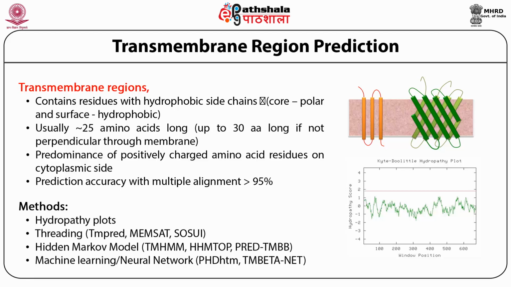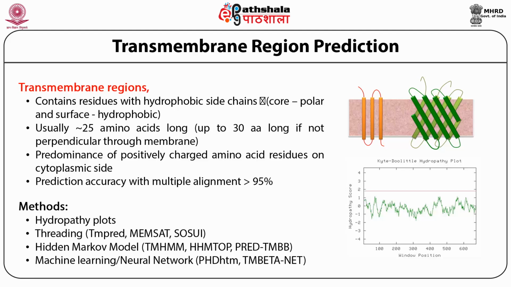The transmembrane region prediction methods are broadly based on hydrophobicity analysis, such as using Kyte-Doolittle plots. In the plot shown here, the x-axis is the window size and the y-axis is the hydrophobicity score. A hydrophobicity score greater than 1.8 in a 19 amino acid window indicates a possible transmembrane region, and strong negative peaks in a 9 amino acid window indicate a possible surface region of globular proteins.